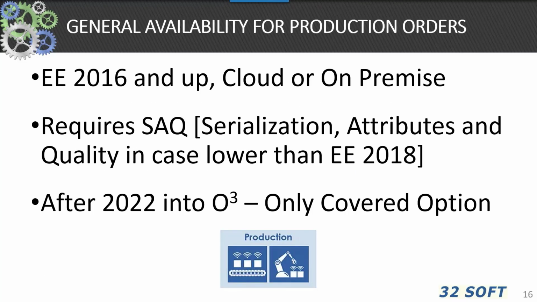As I said, general availability is 2016 and up, both cloud and on-premise. In case you're lower than EE 2018, you may need serialization, attributes, and quality. And then, like I said, after 2022 and into O3, production orders will be the only customer service covered option for manufacturing.